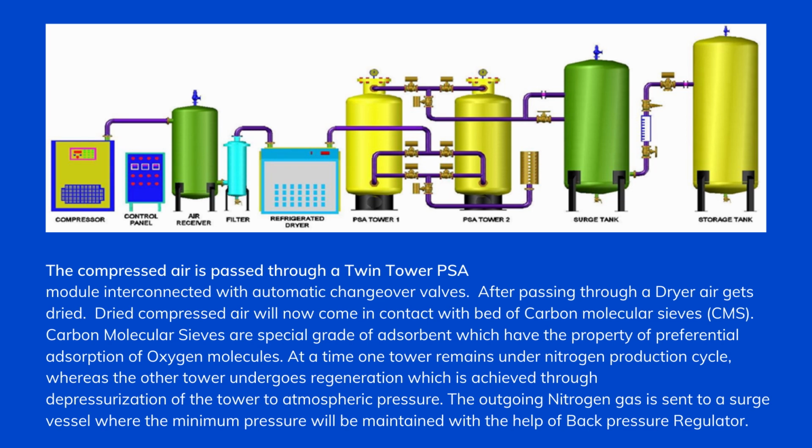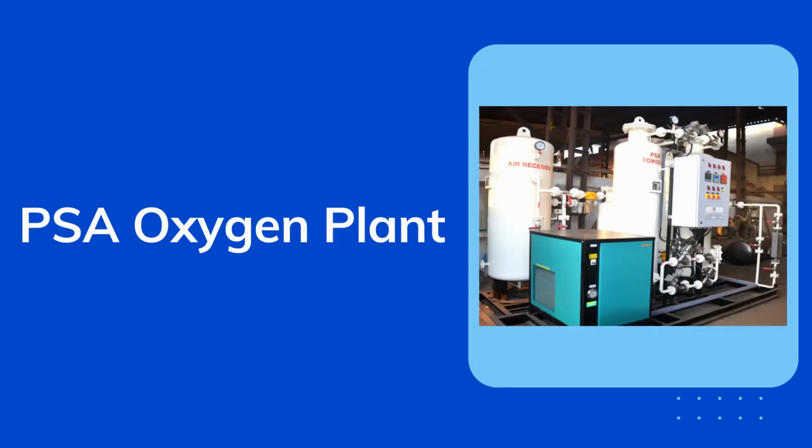At a time one tower remains under nitrogen production cycle, whereas the other tower undergoes regeneration, which is achieved through depressurization of the tower to atmospheric pressure. The outgoing nitrogen gas is sent to a surge vessel where the minimum pressure will be maintained with the help of a back pressure regulator.